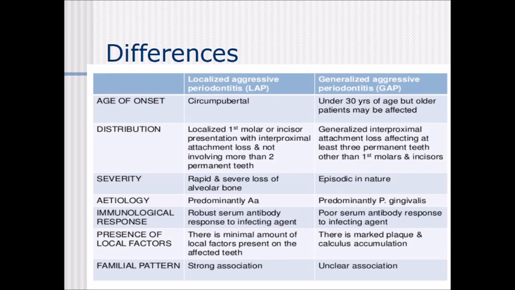Regarding local factors, there is minimum amount of local factors in localized aggressive periodontitis, but in generalized, marked plaque and calculus accumulation might be seen. Familial pattern: in localized there is strong association, and in generalized the association is not clearly proven.